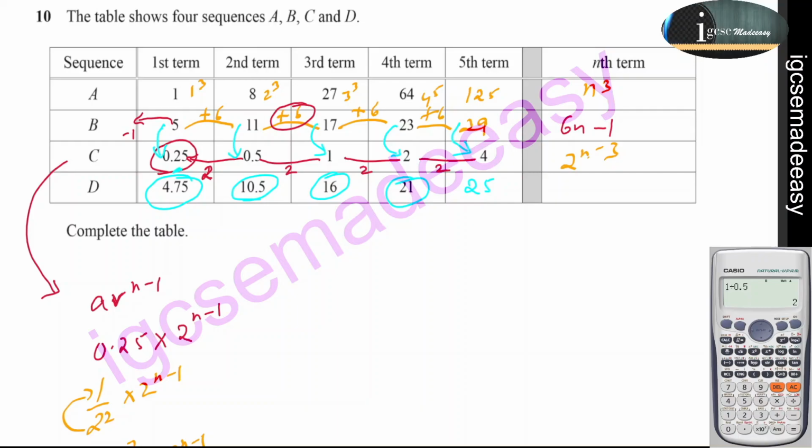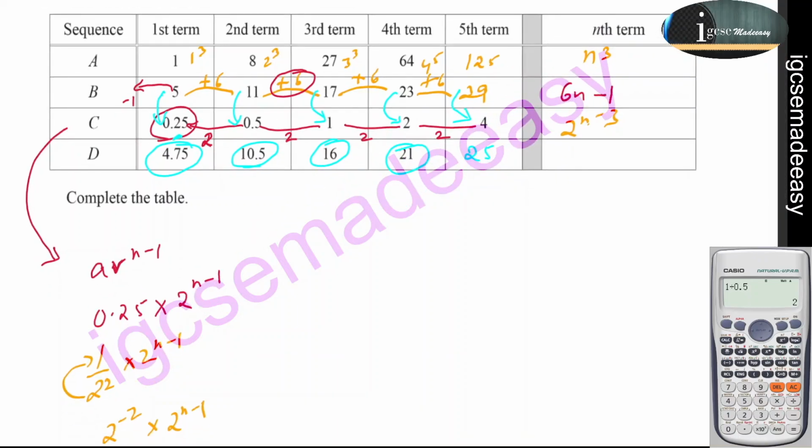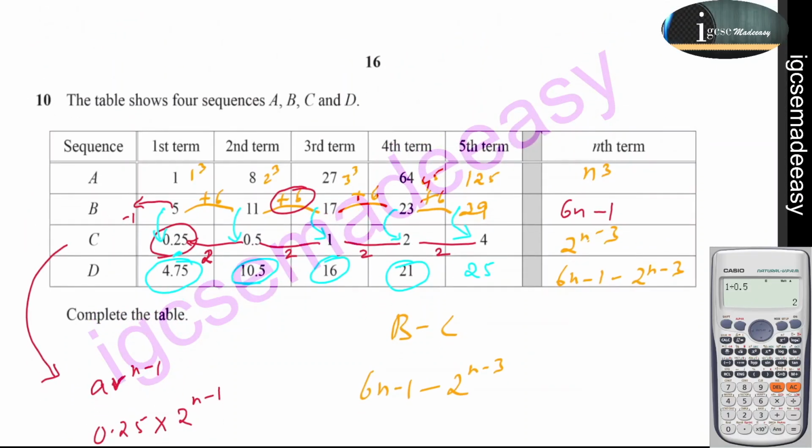And then the nth term is what? Because we are subtracting C from B, the nth term for B is 6n minus 1. We have to subtract the nth term of C, 2 to the power n minus 3, right? So your answer for D is 6n minus 1 minus 2 to the power n minus 3. So this is the end of this paper.